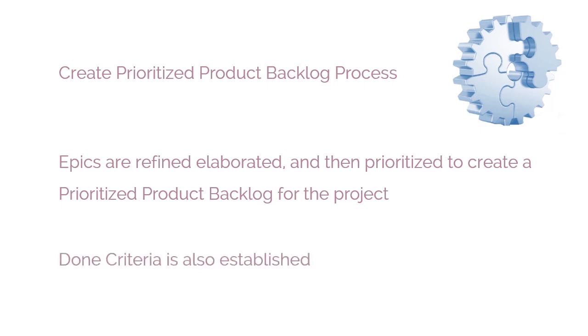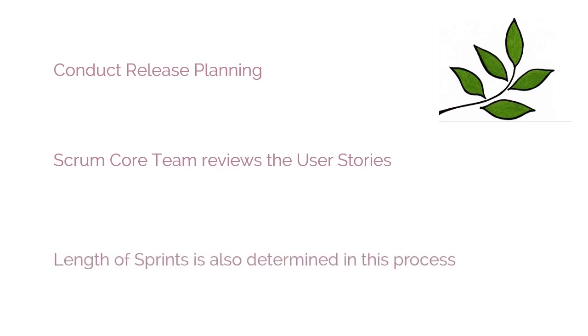The sixth and last process in this phase is the Conduct Release Planning process. In this process, the Scrum Core Team reviews the user stories in the prioritized product backlog to develop a release planning schedule, which is essentially a phased deployment schedule that can be shared with the project stakeholders. The length of sprints is also determined in this process.